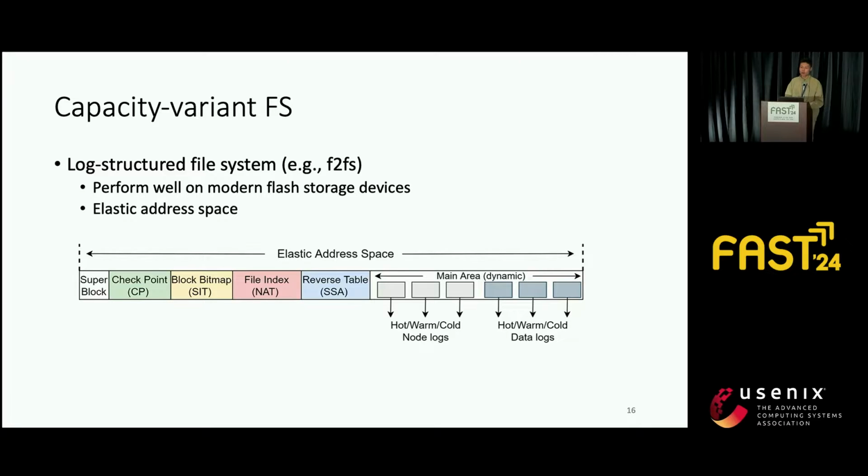To support capacity variance, the file system is supposed to export an elastic logical capacity to the host. Since log-structured file systems are demonstrated to perform well on modern flash storage devices, CVSS uses F2FS as a baseline file system, and the data layout is shown here. The meta area contains the checkpoint, block bitmap, the file index, and the reverse table. The data area contains 3 data logs and 3 node logs.